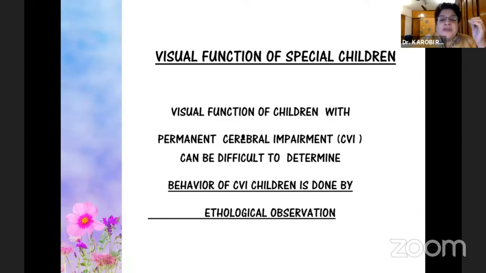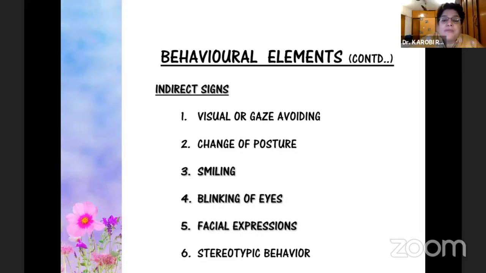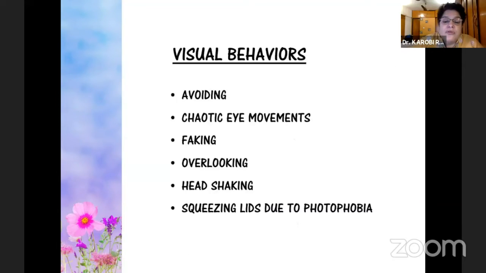Now, the visual function of these special children you cannot assess by normal standards. So the behavior of these children is assessed by what we call ethological observation. This ethological observation involves looking at the child's gaze avoiding, any change of posture, smiling, blinking of the eyes, facial expressions, and stereotypic behavior. You have to make a note of all these things.